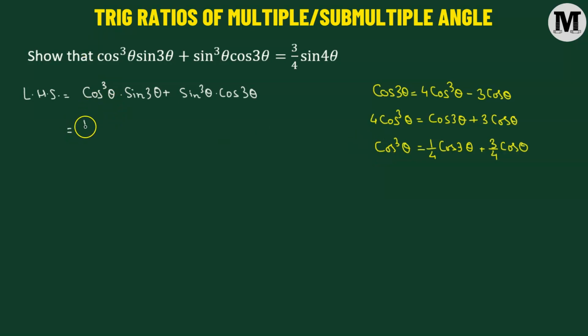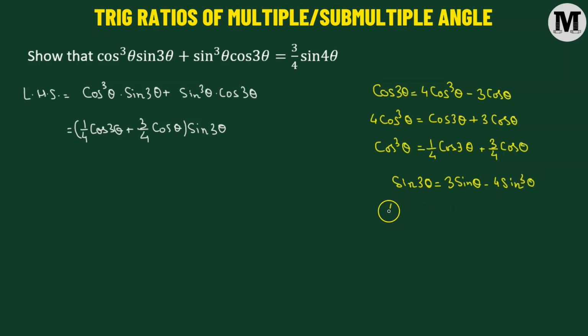So we'll have 1 over 4 times cosine of 3 theta added to 3 over 4 times cosine theta whole multiplied to sine 3 theta. Now in the next term we have sine cubed theta. So there is a formula for sine of 3 theta as well. So sine of 3 theta, that's given by 3 sine theta minus 4 sine cubed theta.